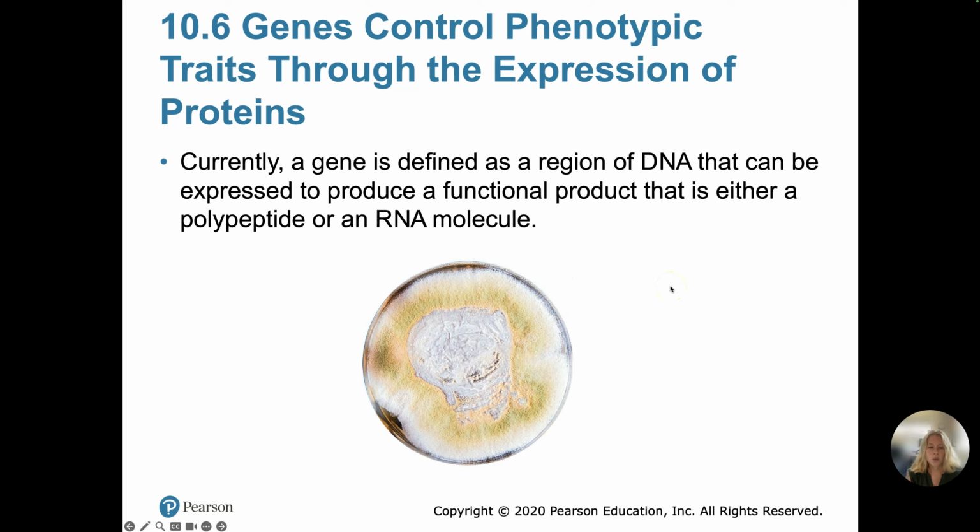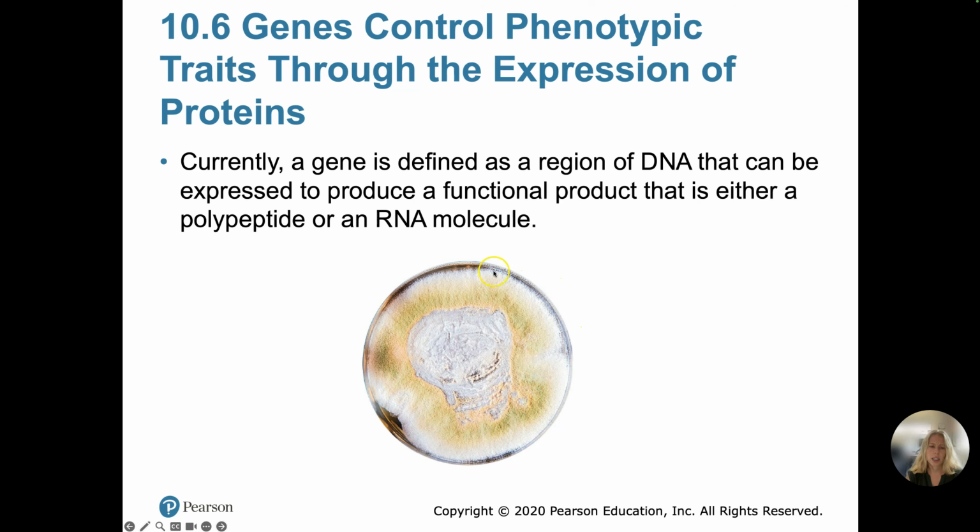The one gene, one enzyme hypothesis was the original hypothesis for how genes control phenotypic traits. That hypothesis was that one gene in the DNA controls the production of one enzyme. That hypothesis has since been expanded to include proteins and sometimes RNA molecules. So it's more like a one gene, one protein polypeptide, or one RNA molecule hypothesis.